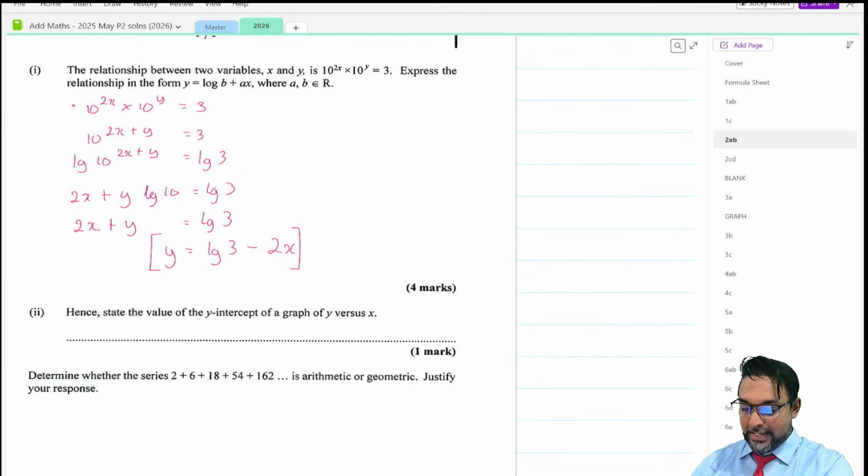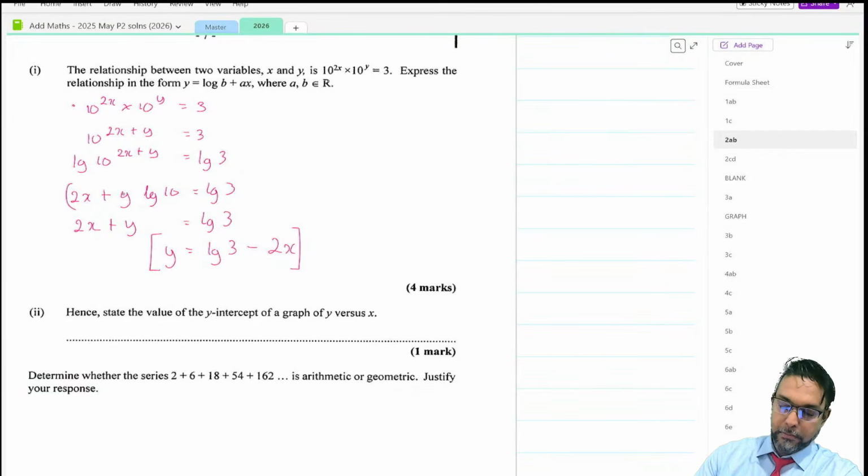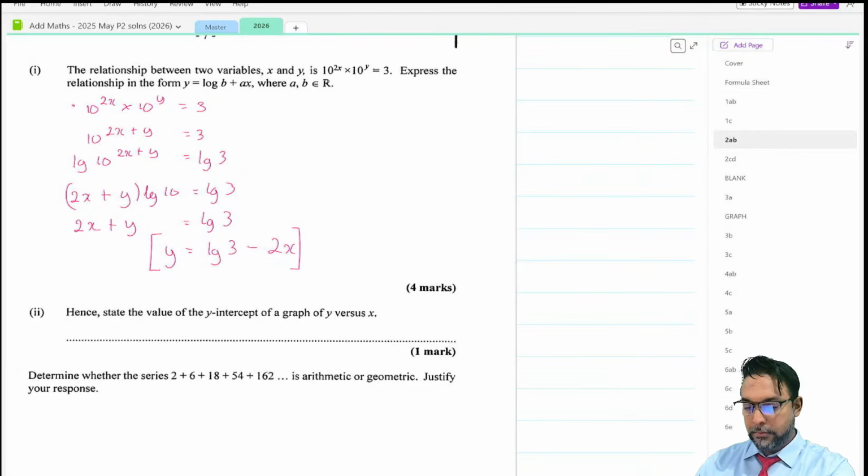Okay, cool. How come we drop the log in 2x? I left the log. Oh no, I didn't. You have to take the log out. Log 10 to base 10 is 1. The log of any number to the same base is 1.